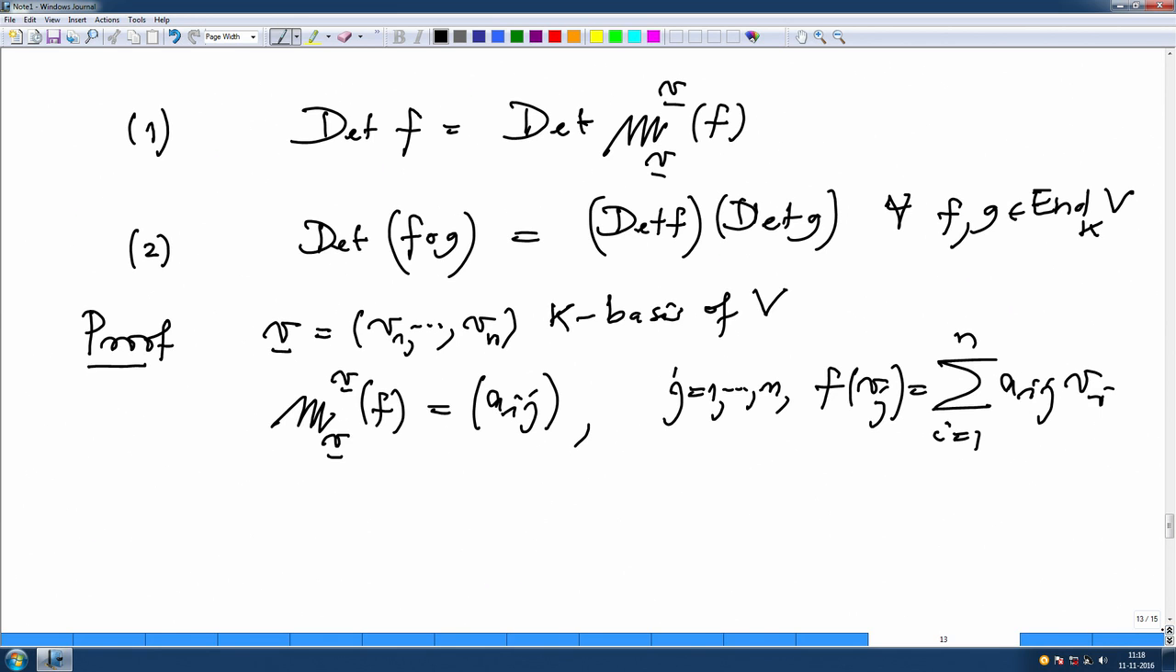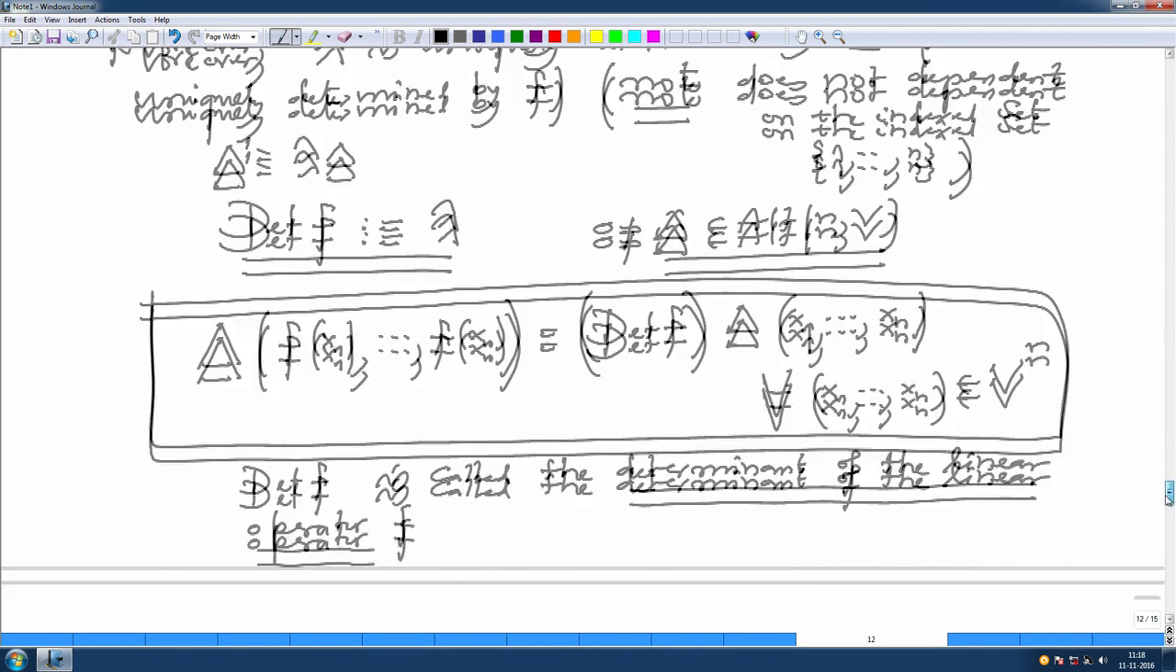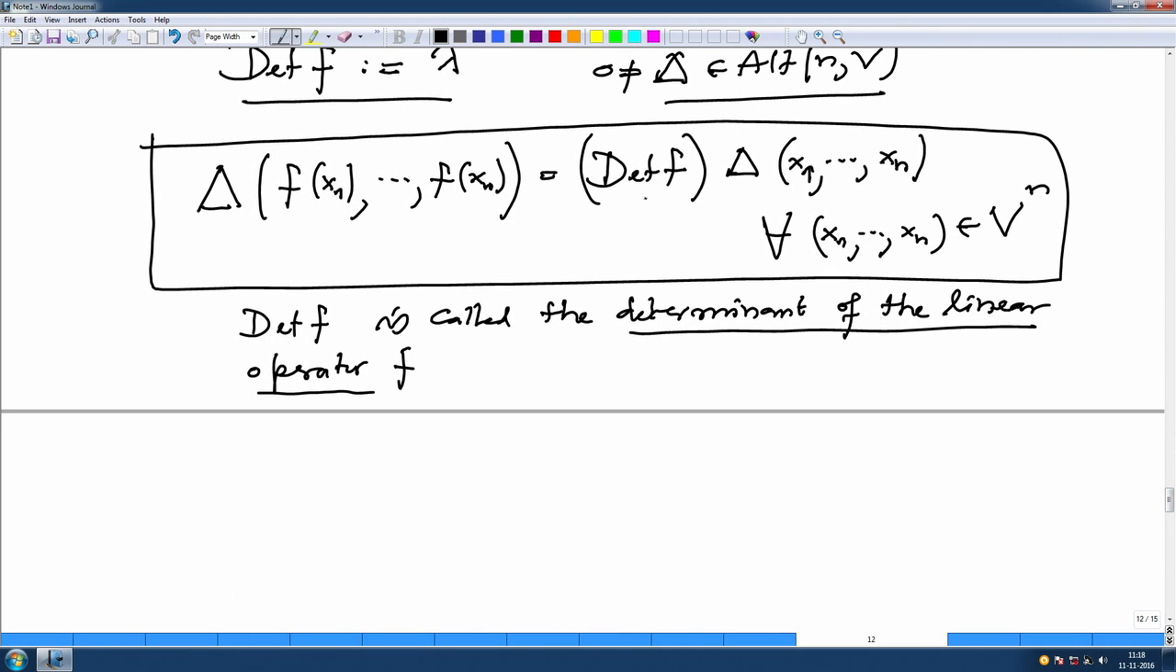So remember, the determinant of f is connected by this formula. Any non-zero alternating form, when I plug it in the tuple f of x1 to xn, gives you determinant f times delta of x1 to xn. So that is what I am going to use.